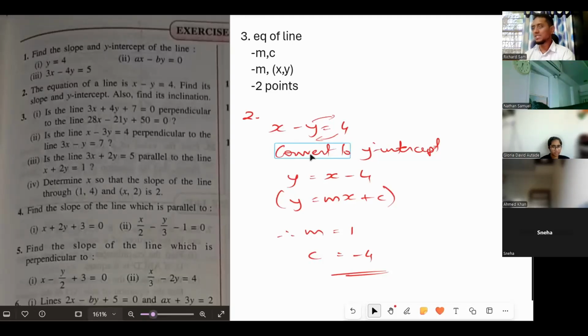Okay, so what we saw here is, if we convert an equation of a line to the y-intercept form, we can find m and c. That's what we have seen in this question. If we convert an equation into the y-intercept form, we can find out what is m and what is c. Alright, next question. Now write down this first and then see the third question.